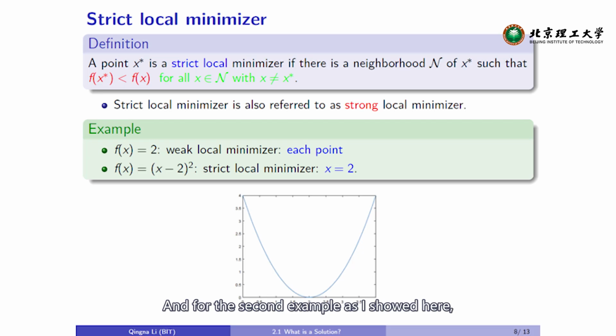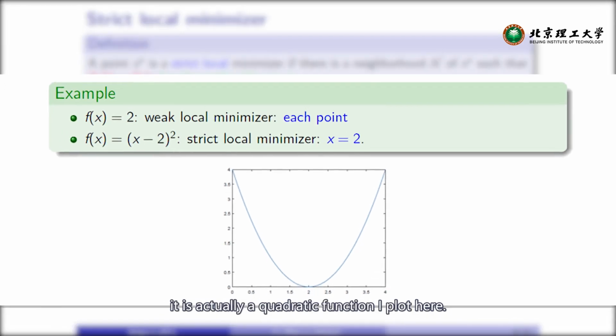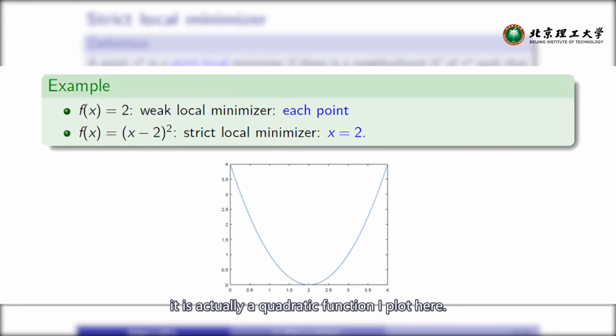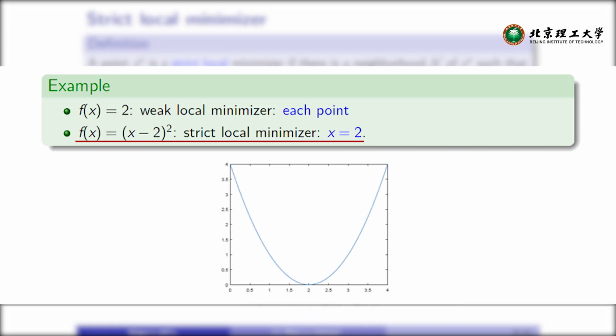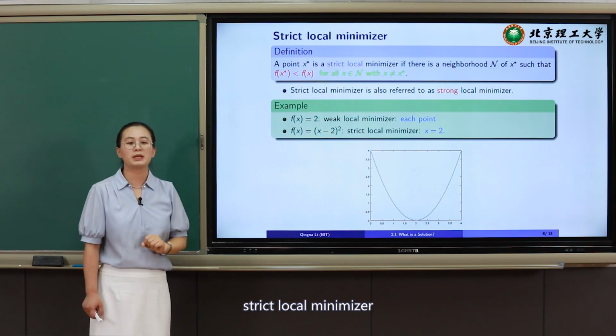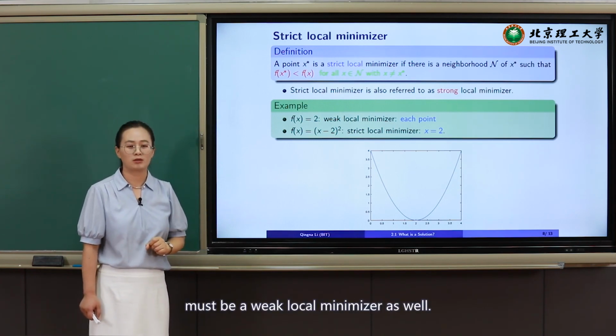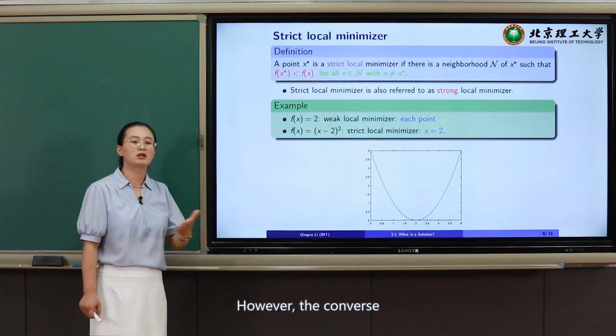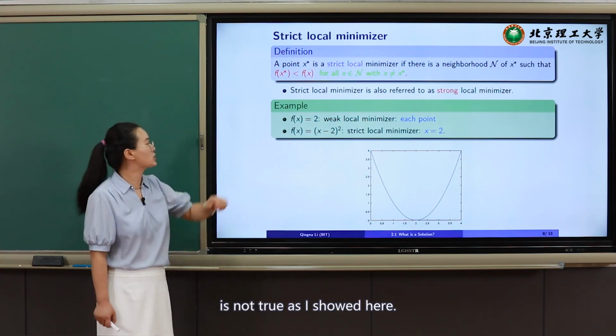And the second example, as I showed here, is a quadratic function. I plotted it here, and you can see that the strict local minimizer is achieved at x equals 2. So 2 is the strict local minimizer. And of course, this strict local minimizer is a weak local minimizer as well. From these two examples, you can see that a strict local minimizer must be a weak local minimizer as well. However, the converse is not true, as I showed here.